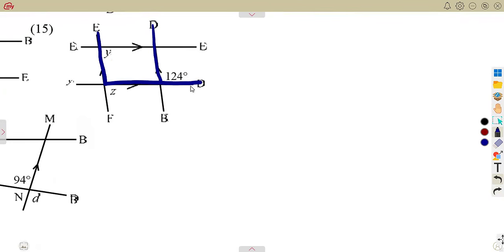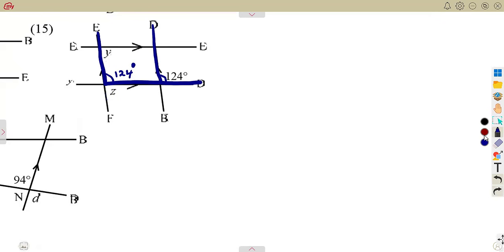So these are corresponding angles. This angle here and this angle here, they are corresponding angles, meaning to say the angle is going to be 124 degrees at this point. So how is this going to help us to find Z or to find Y?